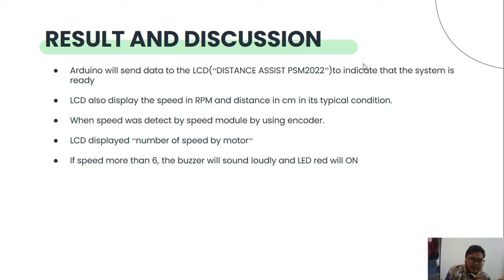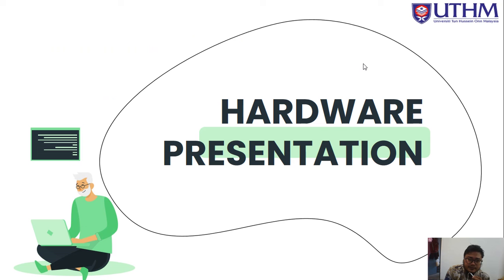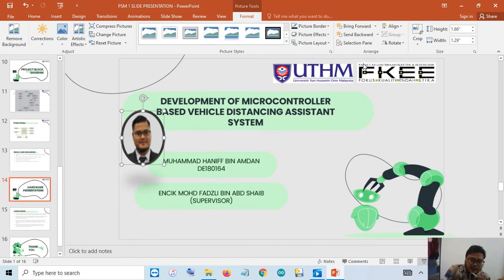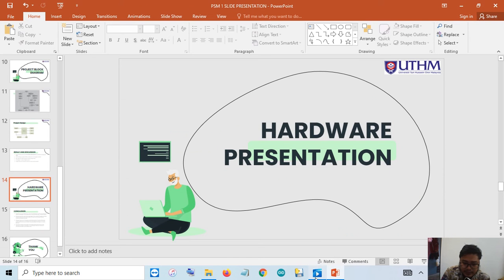When speed is detected by the module using the encoder, the LCD displays the speed of the motor. If the speed is more than 6, the buzzer will sound loudly and the red LED will turn on. For the hardware presentation, I will show the video of the hardware.